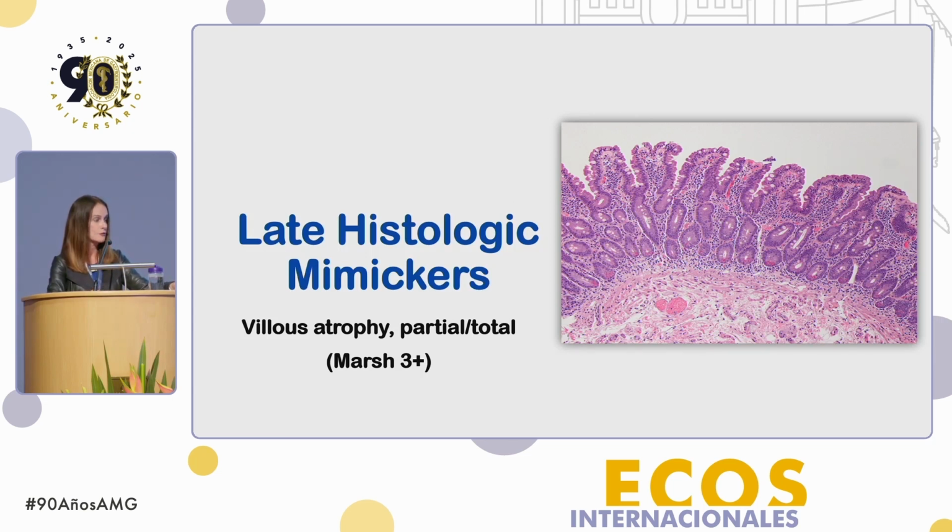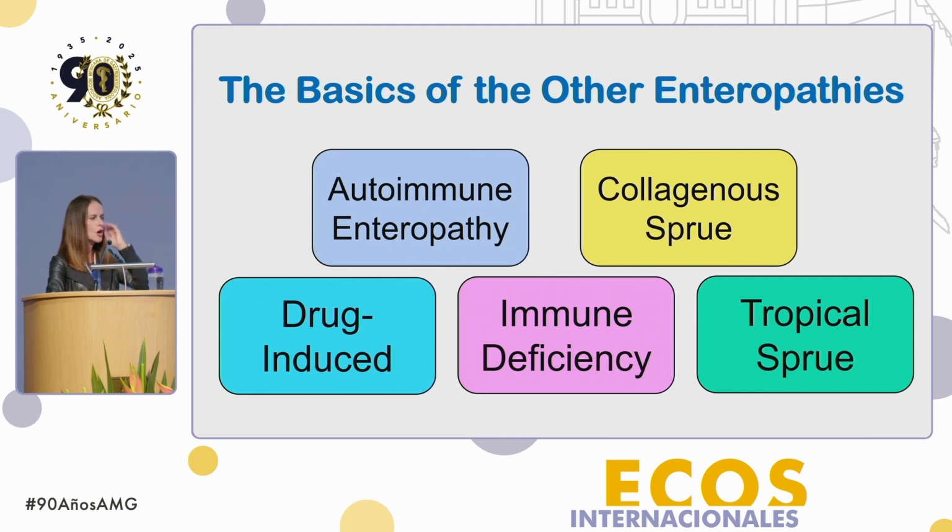By late, remember, these are patients who have partial or total villus atrophy on their small bowel biopsies. So here are the typical things that you need to think about, and we'll talk about each one of these briefly: autoimmune enteropathy, collagenous sprue, drug-induced enteropathy, immune deficiency, and tropical sprue. And there are some other very rare ones like Whipple's disease, which we won't talk about.